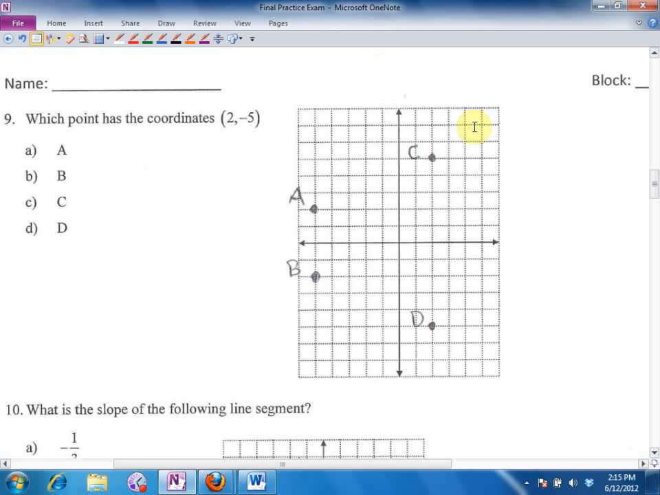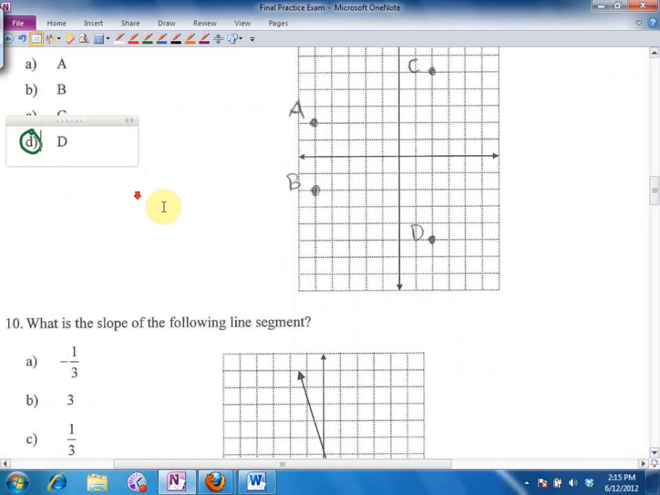Jump to the next page then. This is any questions. Okay, A, B, C, D. Which one is it? 2 and 5. D. Good, okay.